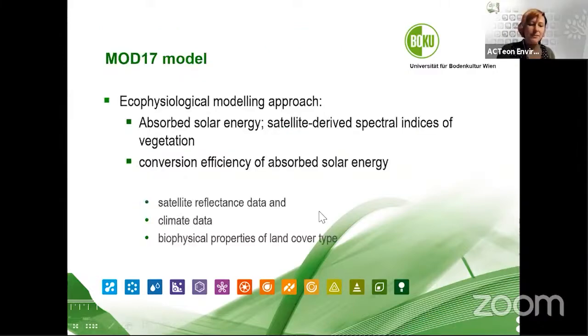Yeah, we can see. The MOD17 model is basically a light use efficiency model. We have absorbed solar energy, which is then converted with a conversion efficiency factor, satellite data, and climate data into the final net primary productivity. We have three groups of inputs: satellite data, climate data, and biophysical properties of land cover type, which are biome-specific values based on land cover classification.